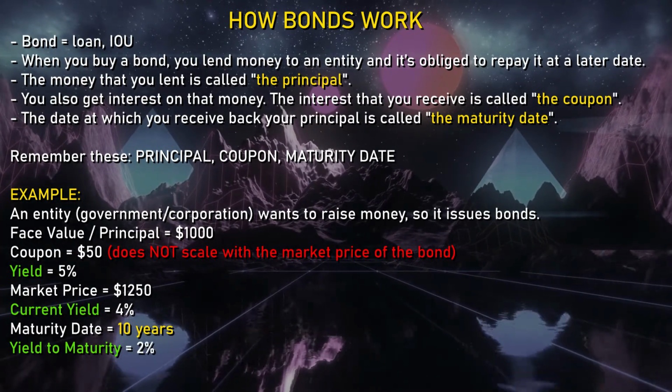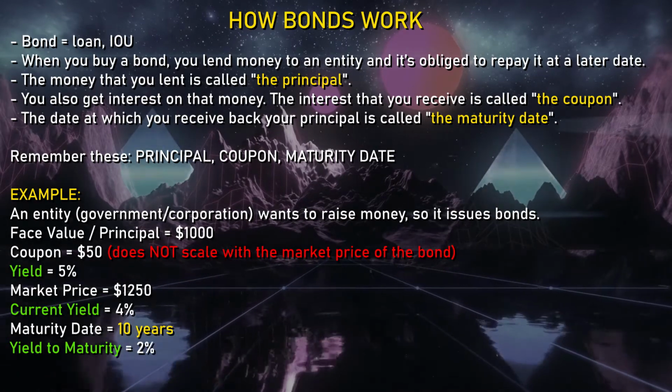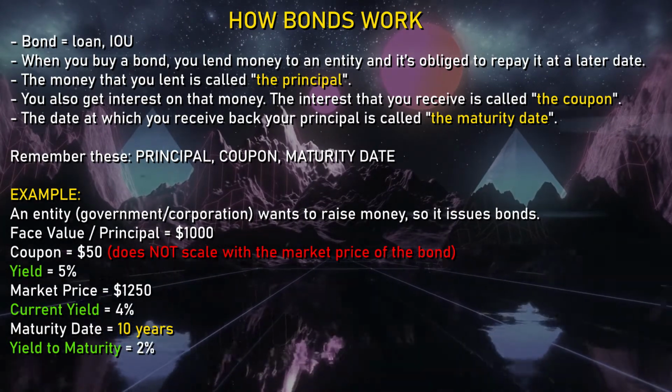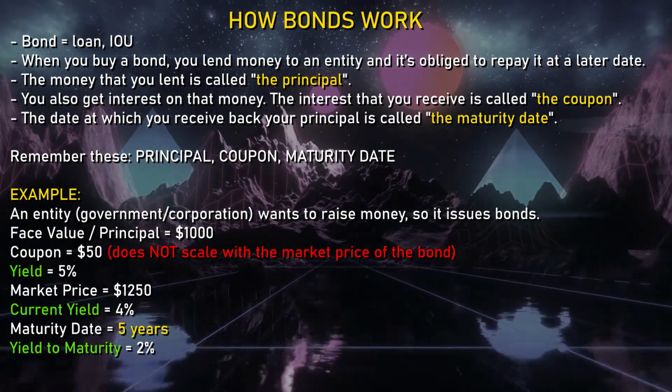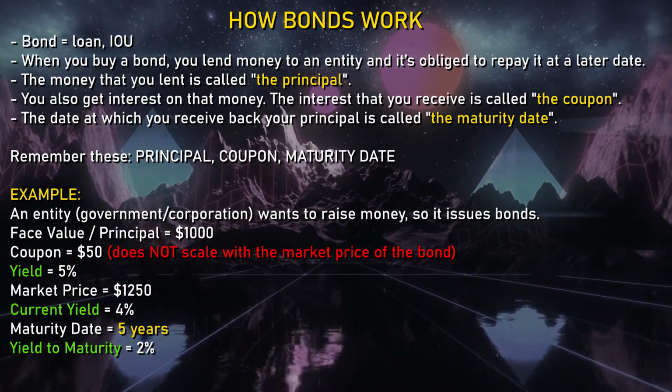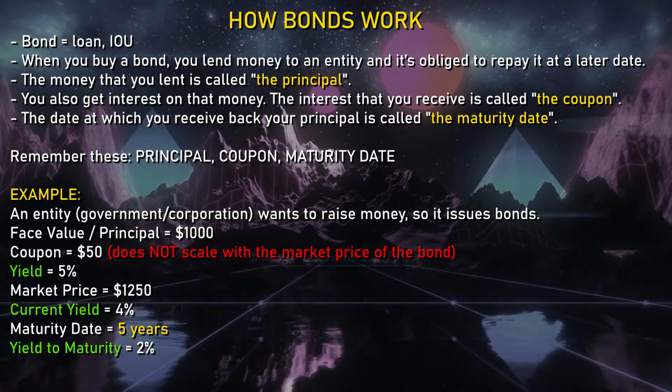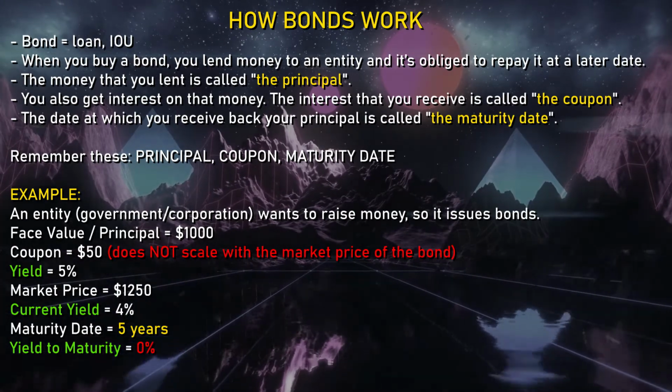This is why it's crucial to understand this if you intend to buy bonds, because the yield to maturity is what makes you money. Simply changing the maturity date to 5 years instead of 10, in the above example, would have reduced the yield to maturity to 0%.